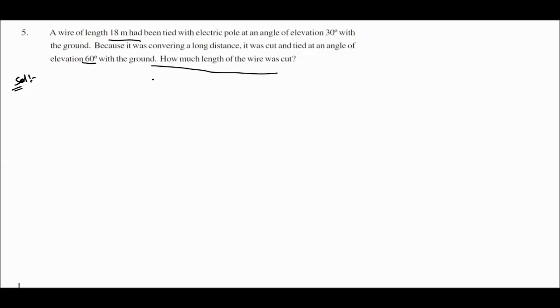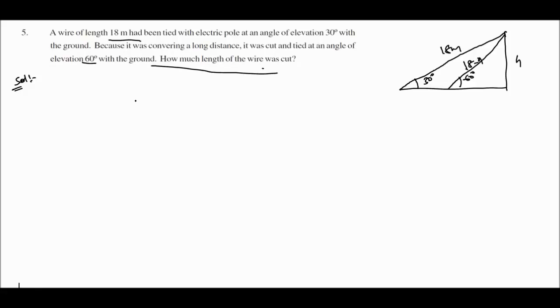So here, the height of the pole is h. Here h is the height of the pole, and two elevations are given. The first one is this one, 18 meters, at 30 degrees elevation. Then at 60 degrees elevation, it is 18 minus x. So we have to find the x value and the height. How much length of the wire was cut? We have to find this one. If we cut x, how much do we get here?